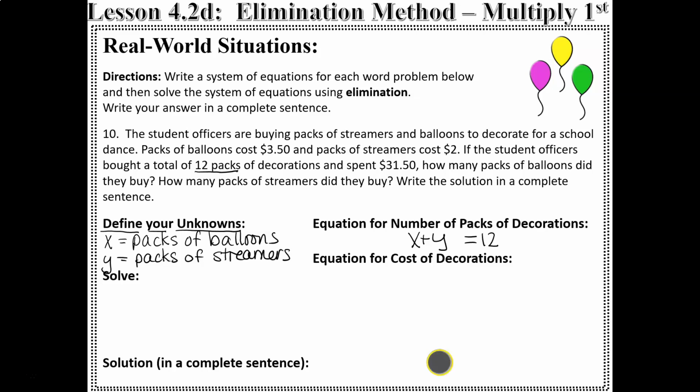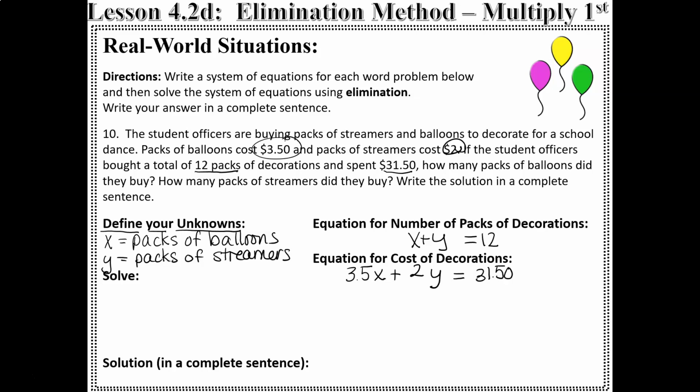Now we're going to deal with the cost. We know that the total cost was $31.50. And we know that balloons, sorry, balloons were $3.50. So $3.50 times some number of balloons plus $2 times some number of streamers totaled $31.50.